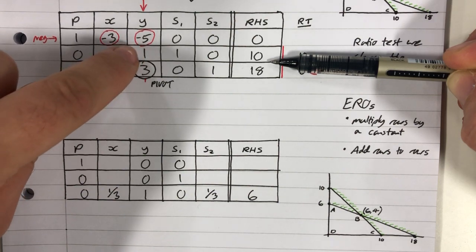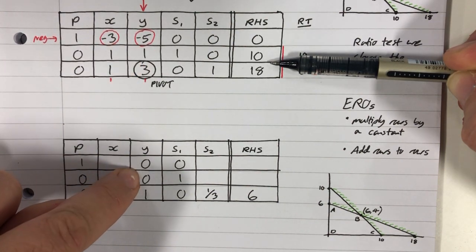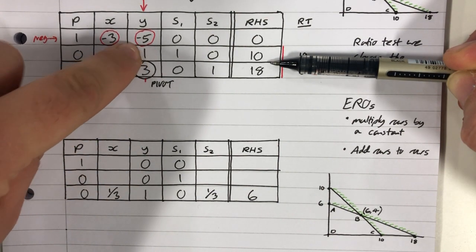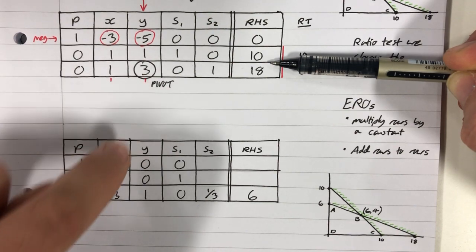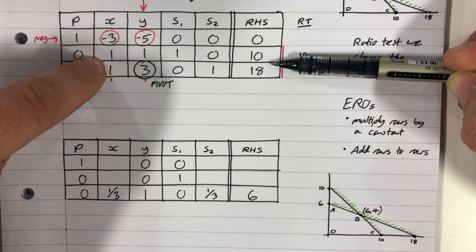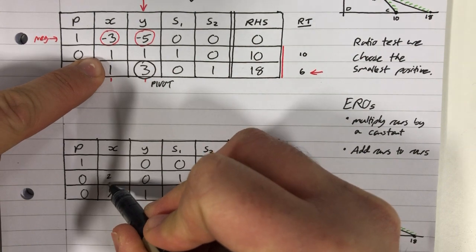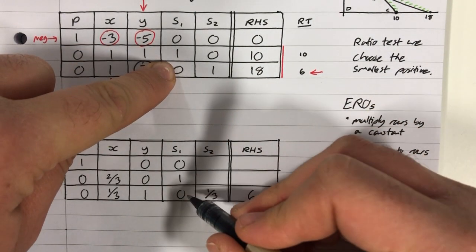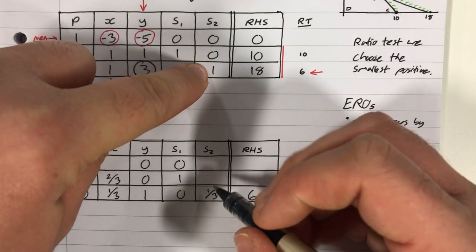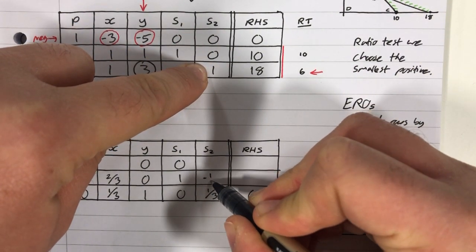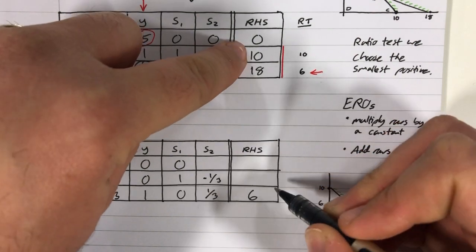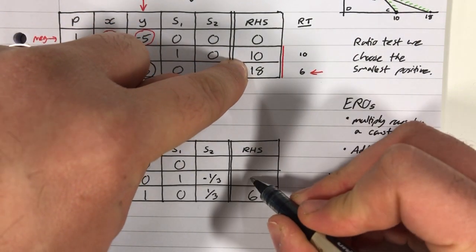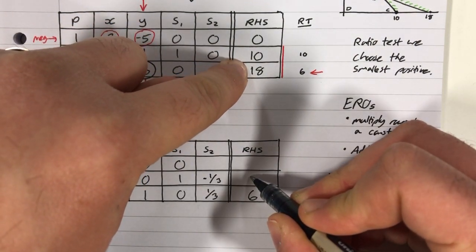Either way, I want to make this value 0 here. So 1 minus a third times 3 is 1. 1 minus a third times 1 is 2/3. 1 minus a third times 0 is still 1. 0 minus a third times 1 is minus a third. And 10 minus a third times 18 is 4.